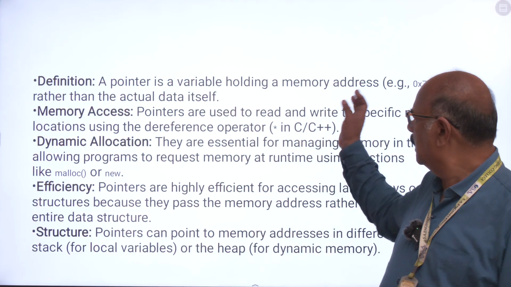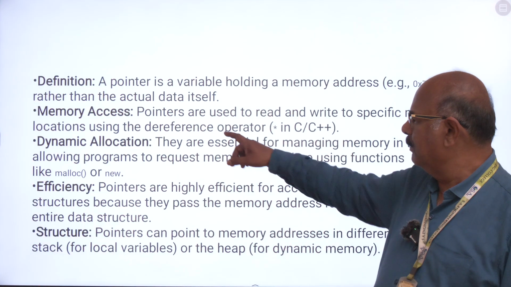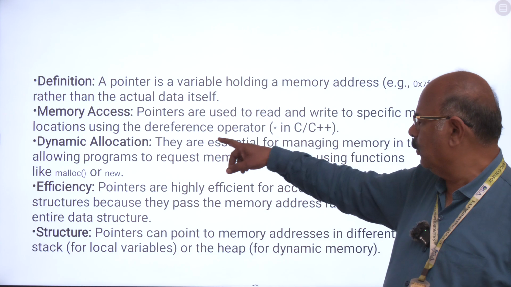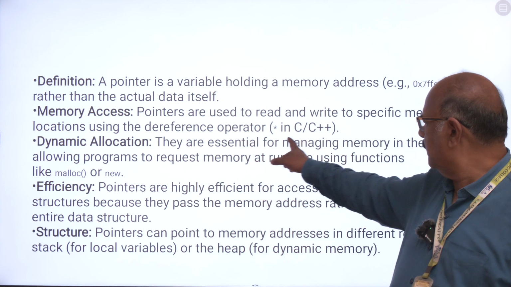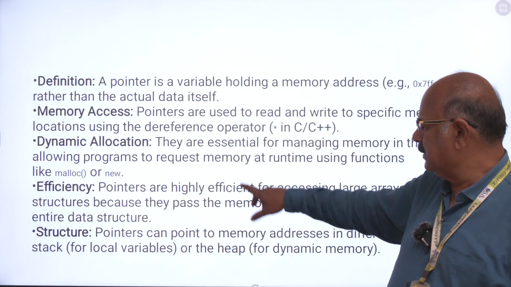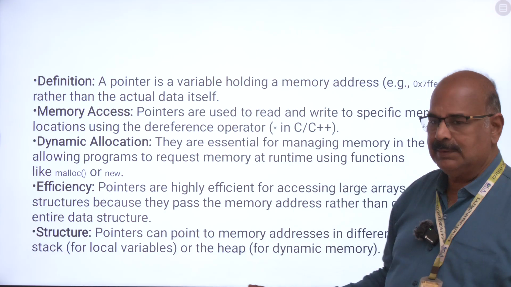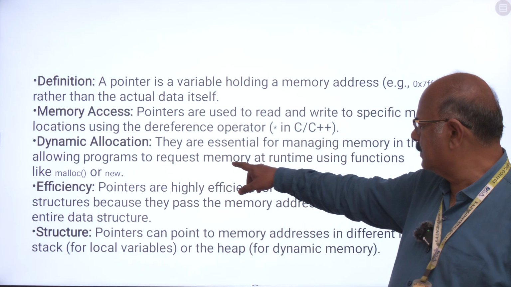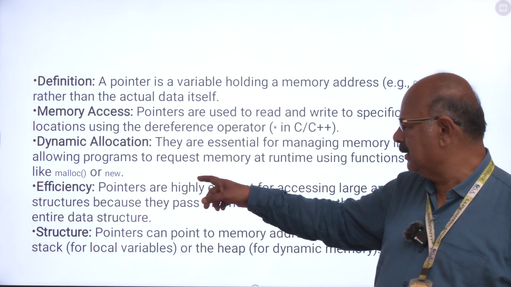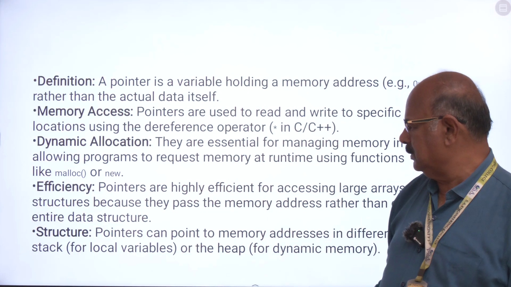It represents some memory address. Memory access: pointers are used to read and write to specific memory locations using the dereference operators, particularly in C++. Dynamic allocation: what is dynamic allocation? Pointers are essential for managing memory in the heap, allowing programs to request memory at runtime using functions like malloc or new.